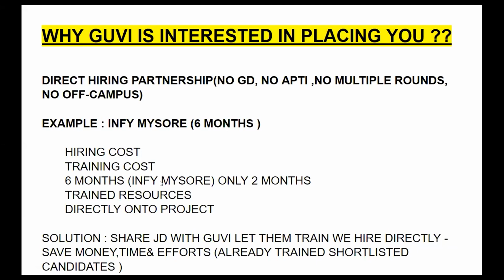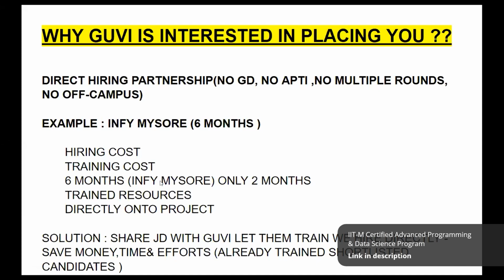But here, once you get trained under GUVI, we are going to provide the companies with trained resources. So instead of putting you on a bench, you're directly getting into a job, a project basically. That's an advantage of why companies are hiring through us. Instead of having these hiring costs and training costs of 6 months, they directly come and hire through us, and they get the trained resources directly from us and take it forward. This is the benefit for the companies.